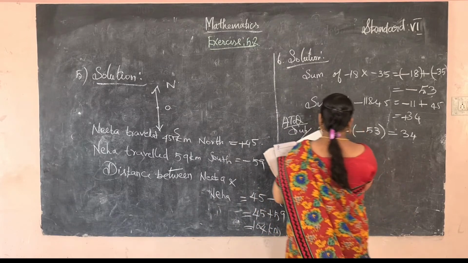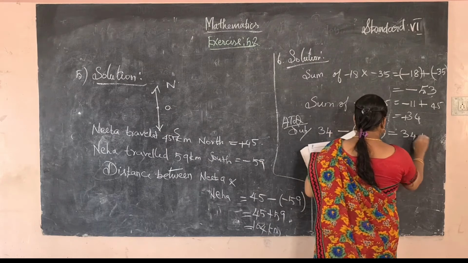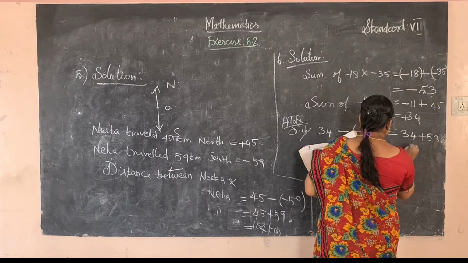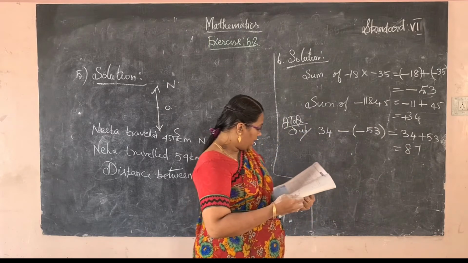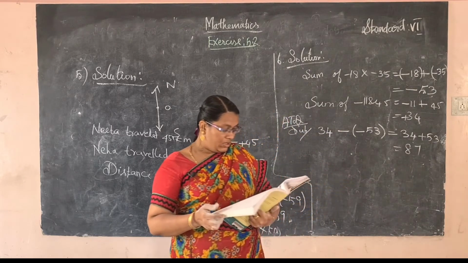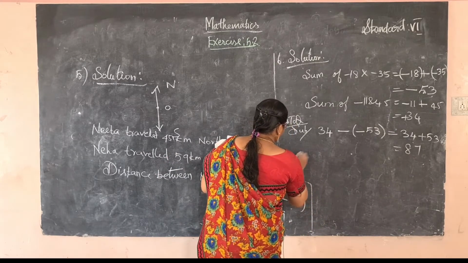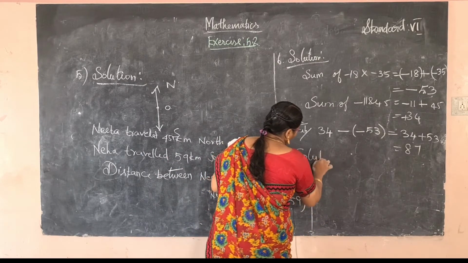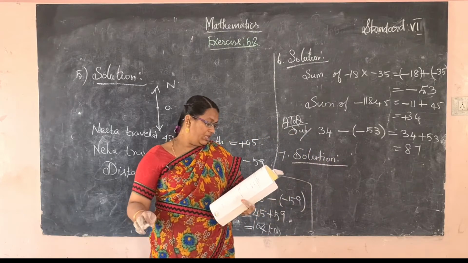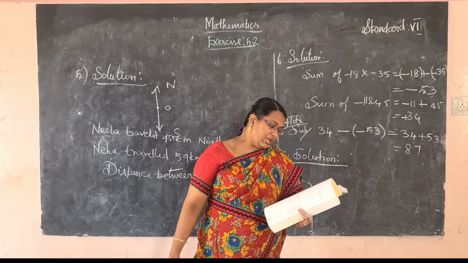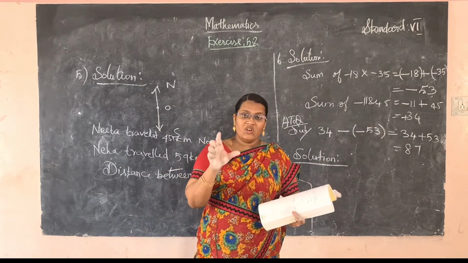Okay, so 34 minus of 153, so minus into minus plus 53, so answer is 87. That's it. And next one, 7th one: the sum of two integers is minus 318. If one of them is 112, find the other. Okay, sum of means add.